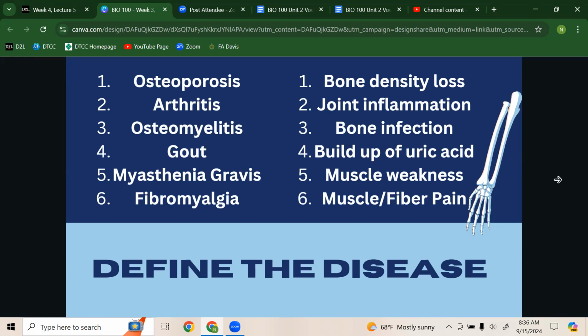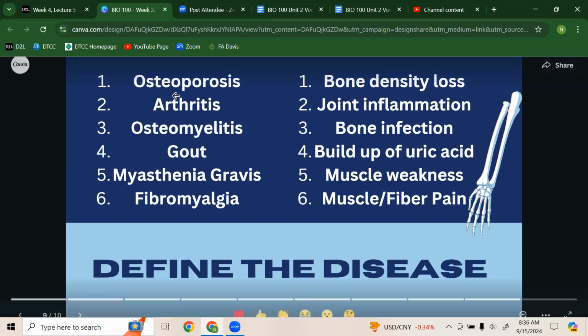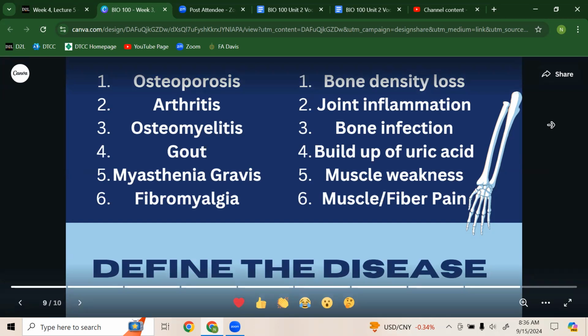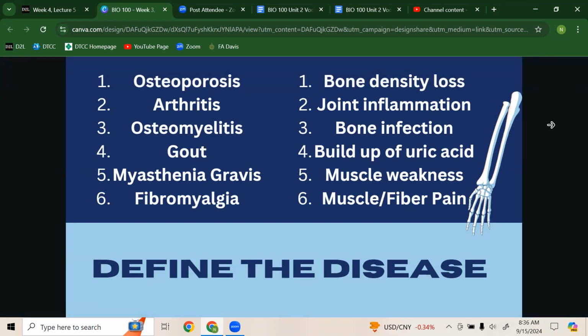So osteoporosis. So porosis means weakening or thinning. So osteoporosis, remember, osteo is going to be bone. So that's bone density loss. So bone thinning or bone weakening is osteoporosis. Arthritis, that's a straightforward one. Itis is inflammation. Arth is joint. So joint inflammation is arthritis. The classic type of arthritis that you hear about people getting knee replacements and hip replacements and stuff like that for is osteoarthritis.